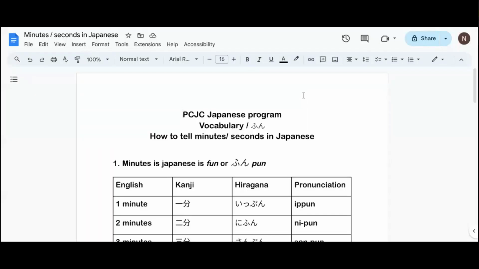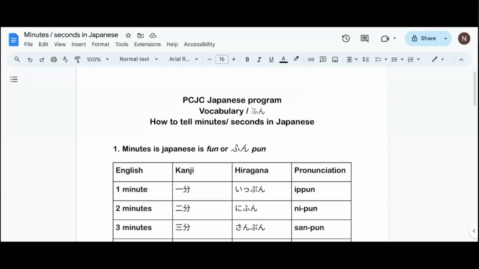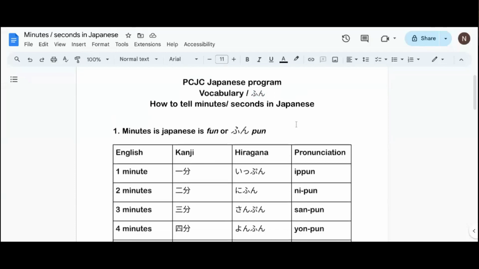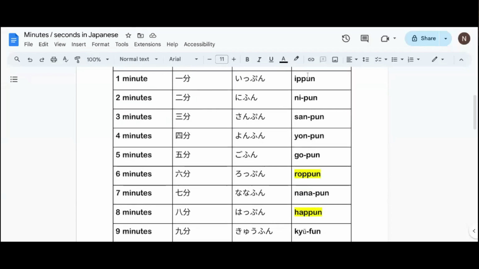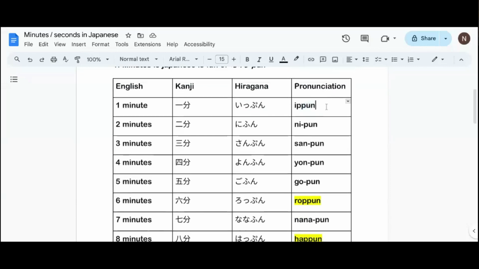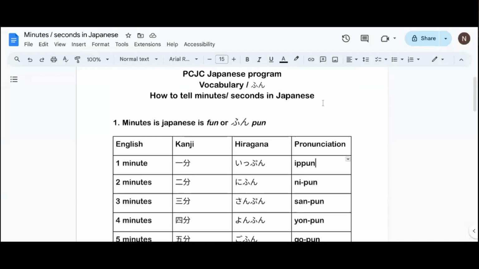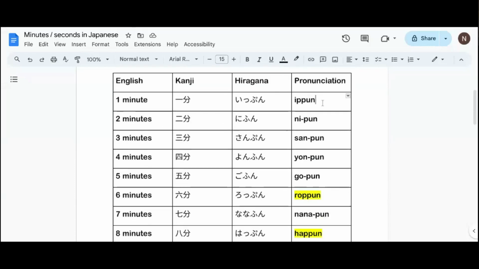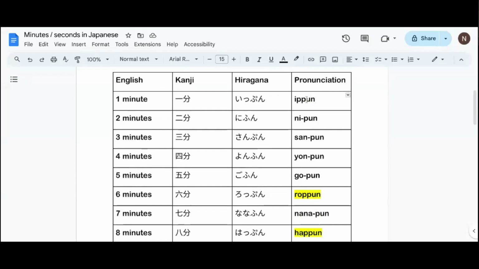The minute in Japanese is fun. Fun. Some say it is spelled F-U-N. Fun. Okay, the F. Fun or pun. The P. Okay. So, in telling your minutes, just add pun. This one.